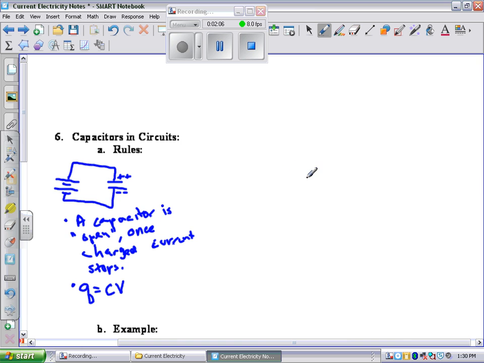Now we need to differentiate between parallel circuits with capacitors in them and series circuits with capacitors in them. For our parallel, it's going to look like this. We'll have our battery, and we will connect it to two capacitors, or it could be 3 or 4, but they're going to be in parallel with each other like this.